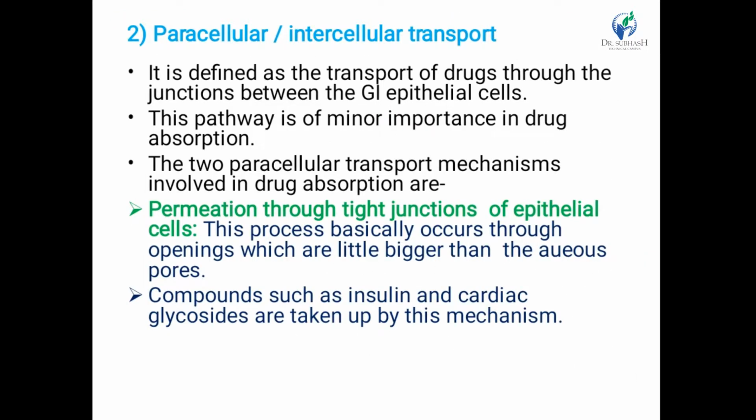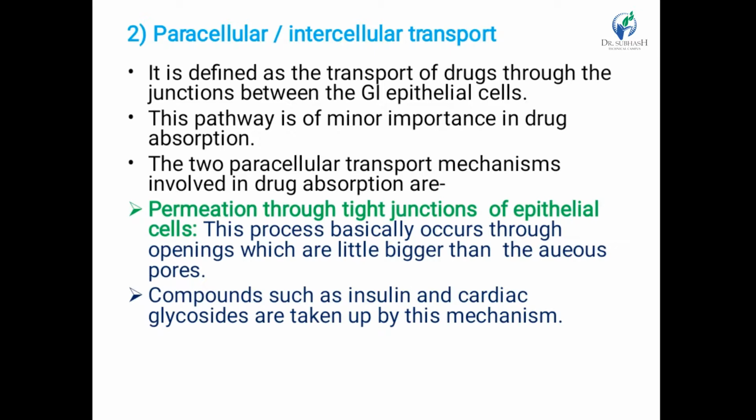Now, the second process is paracellular or intercellular transport, which is defined as transport of drugs through the junctions between the GI epithelial cells. We know that these are the tight junctions of GI epithelial cells through which the drug molecule transports. This pathway is of minor importance in drug absorption. The two paracellular transport mechanisms involved in drug absorption are: first, permeation through tight junctions of epithelial cells. This process basically occurs through openings which are a little bigger than the aqueous pores.